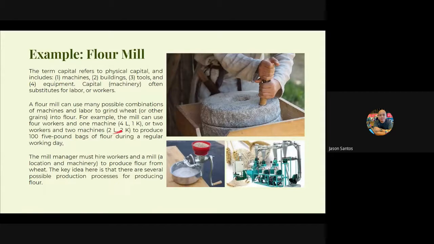So, two workers and two machines. So, napansin ninyo, marami siyang option eh. Pwedeng four workers and one machine, or pwede namang two workers and two machines. To produce, pareho lang yung output, 105-pound bags of flour during a regular working day. So, in a day's time, meron kang target which is 105-pound bags of flour. So, marami kang options on how you could reach a certain output. And it's, again, a combination of machines and labor. So the mill manager must hire workers and a mill location and machinery to produce flour from wheat. The key idea here is that there are several possible production processes for producing flour.